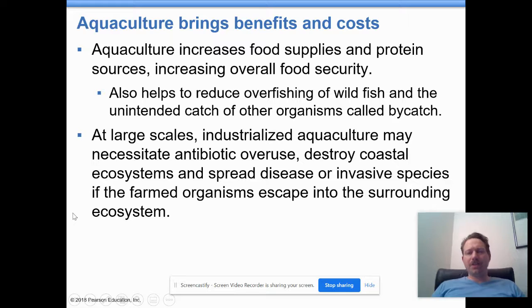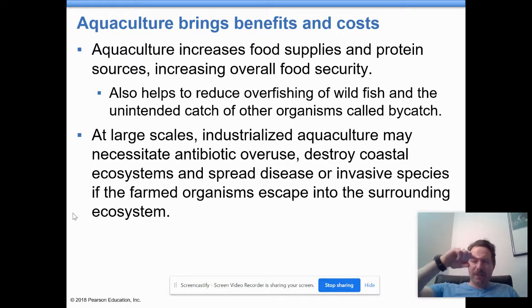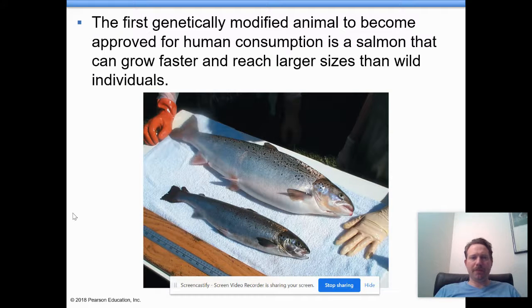Large scale, though, industrial aquaculture, you have to use antibiotics. Again, large scale means high density, and so close organisms means that they're passing diseases from one to the next. You could potentially decrease the amount of nutrients and natural organisms in the water, so it could potentially destroy coastal ecosystems. You could also be spreading invasive species if you farm the organisms and they escape and they weren't native of that particular area. So you have to be careful of that.